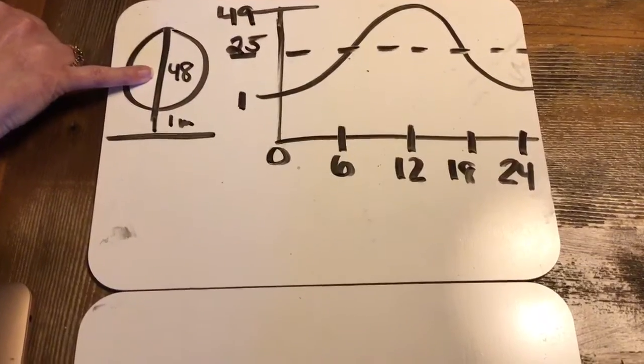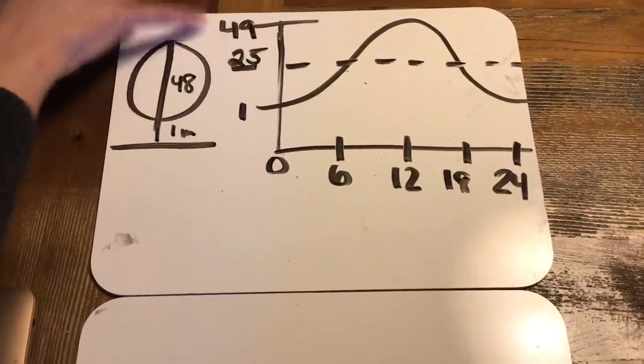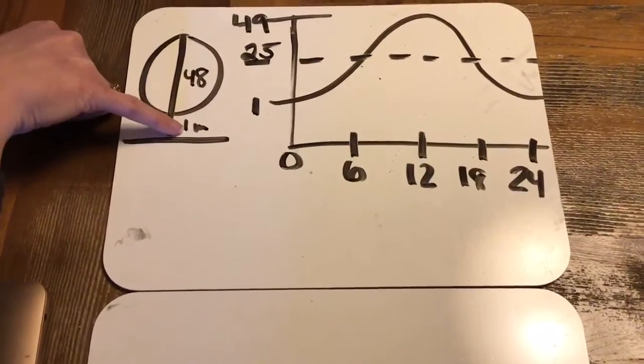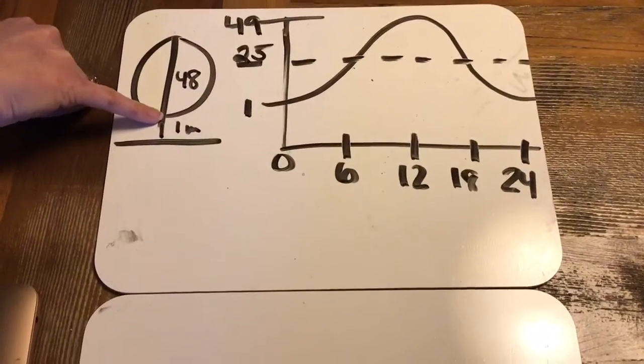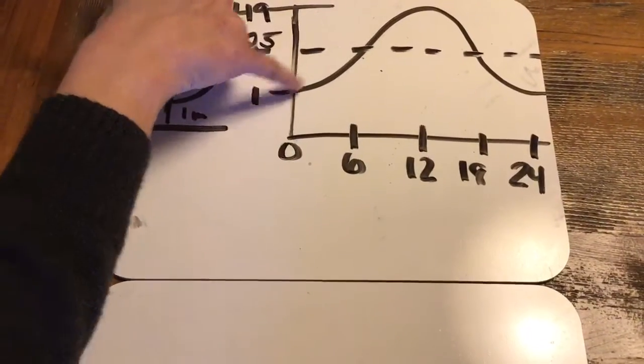Biggest mistake I saw on this one was people were putting 24 for the maximum height here. So remember, if you're getting on the Ferris wheel at the bottom, you're already 1 meter above the ground. So that's why we start our graph at time 0 at 1 meter above the ground.